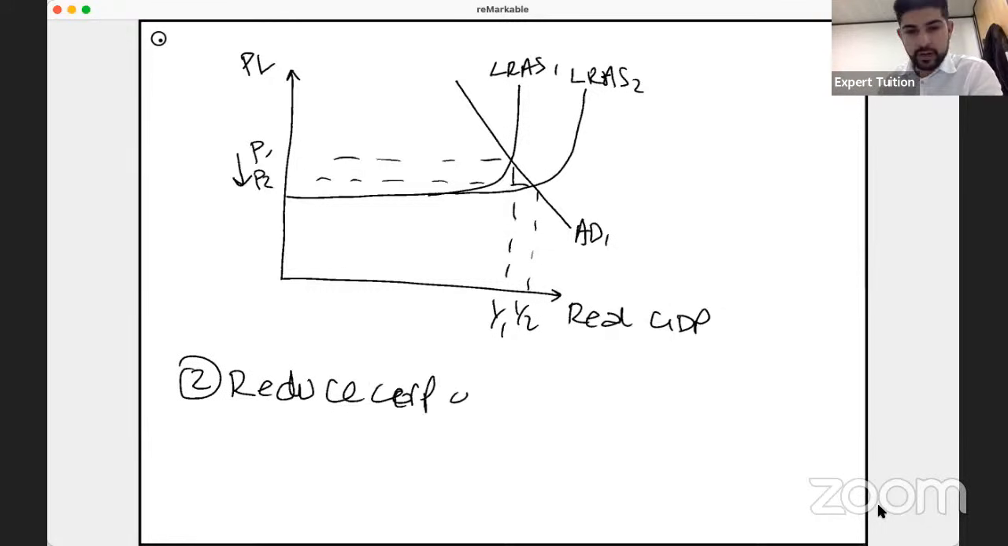Right, that is terrible handwriting. I'm sorry. Let me write it in a way that's coherent for you guys. So reduce corporation tax. Okay, what is corporation tax?